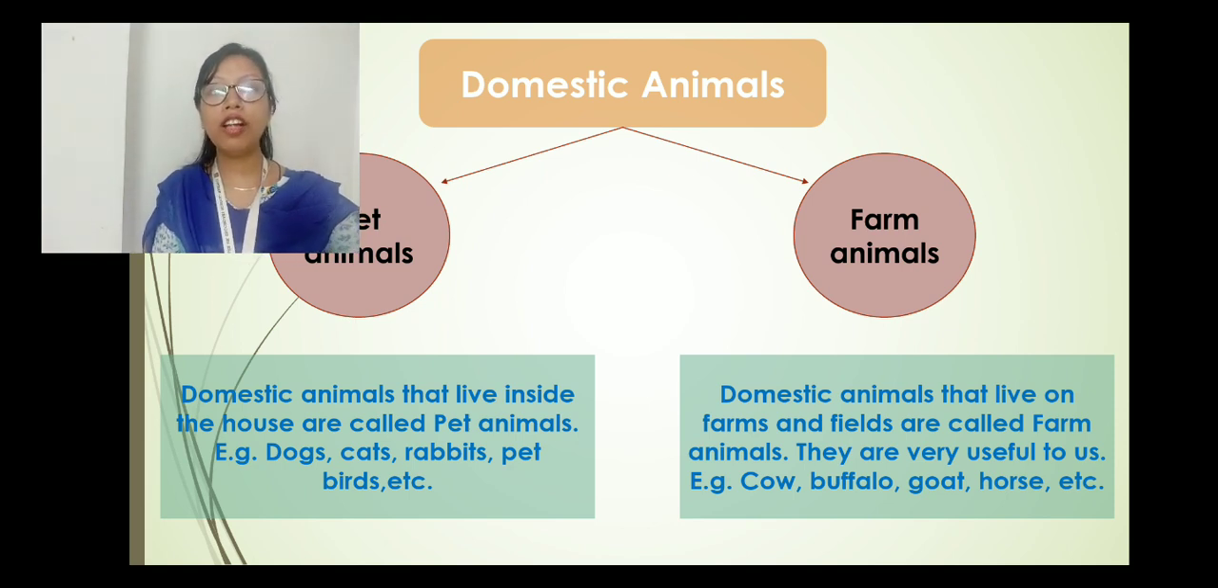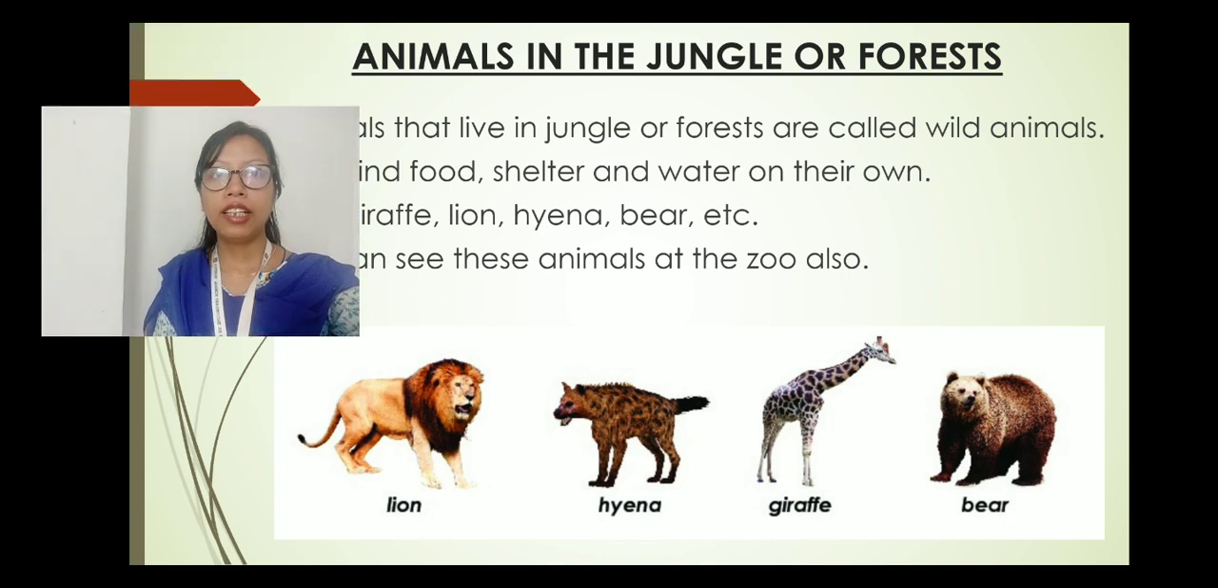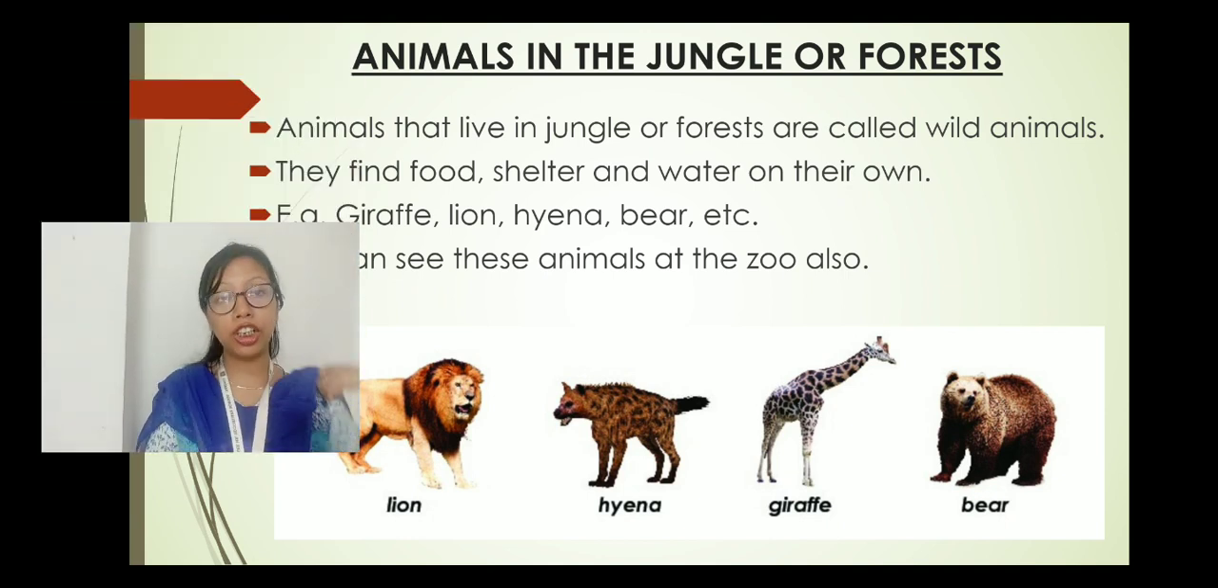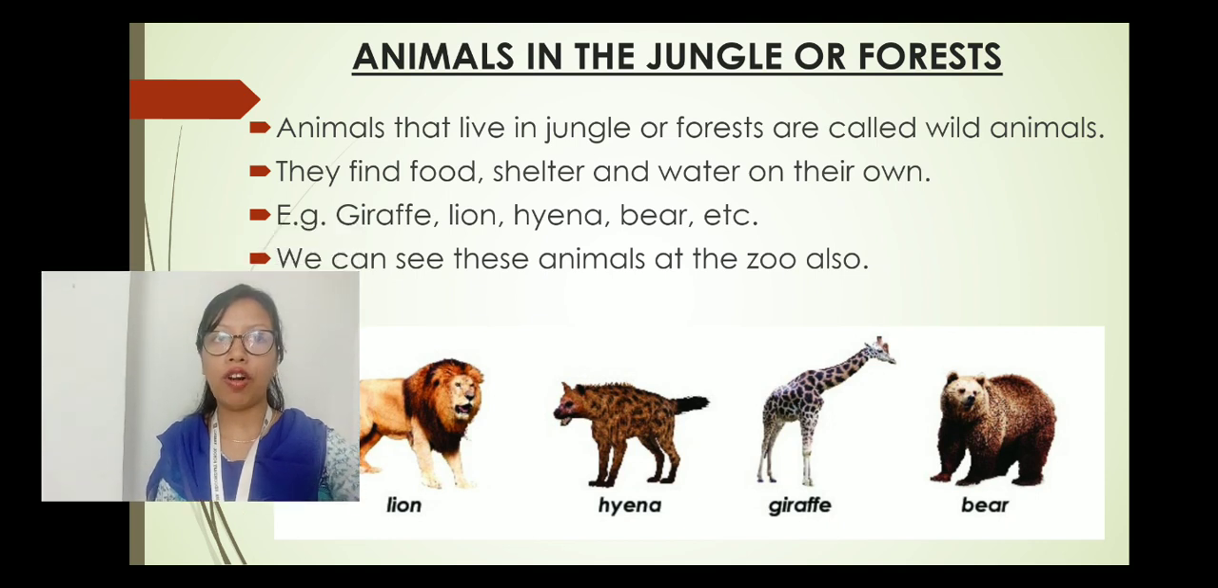So these are called farm animals. So this is the difference between the pet animals and the farm animals. Then we have animals in the jungle or forest. Now animals that live in the jungle or forest are called wild animals.